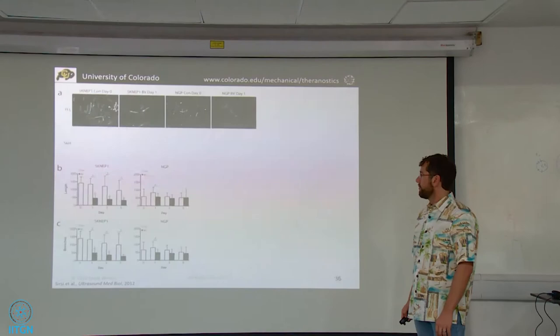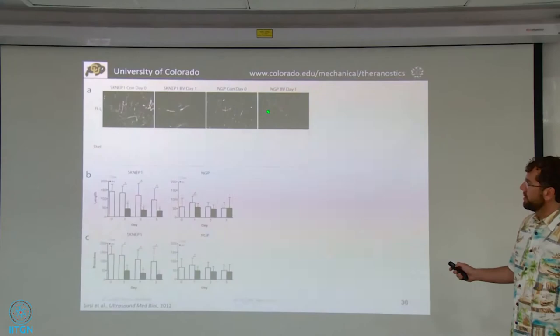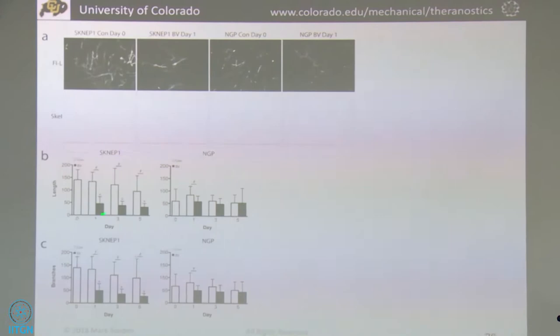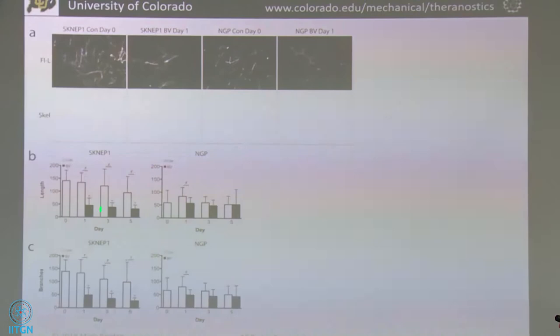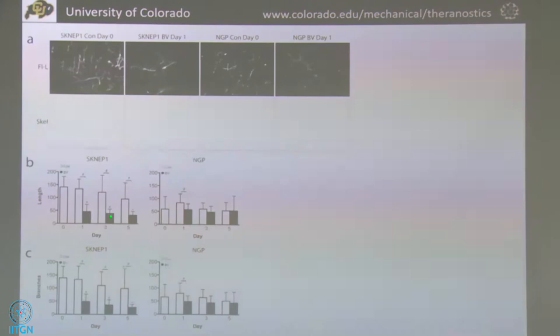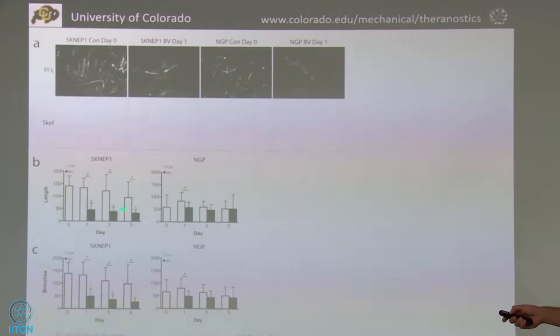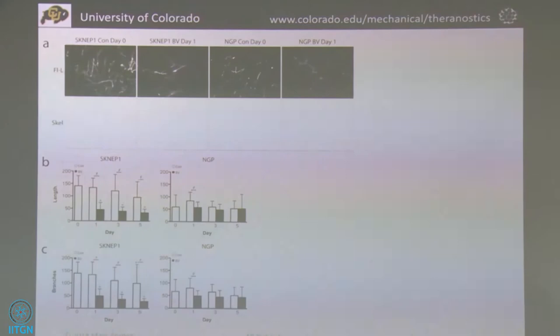We also did some microscopy. Histology and microscopy on the tumors, and we see SKNET is the responder tumor, and we see a large drop. Interestingly, at one day it's already started to drop, the neovessels have started to drop. We didn't see a response on the other day, we saw it by 3 days. But in microscopy it's happening within 1 day. Whereas in NGP, we don't see a response.